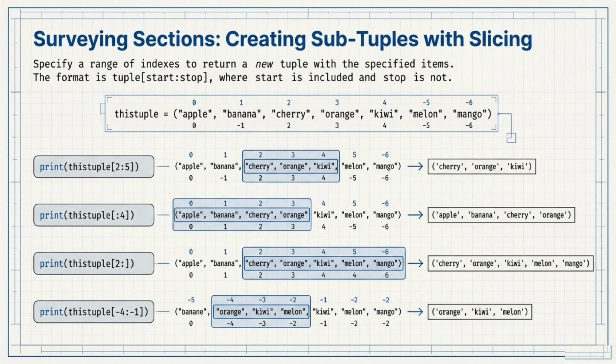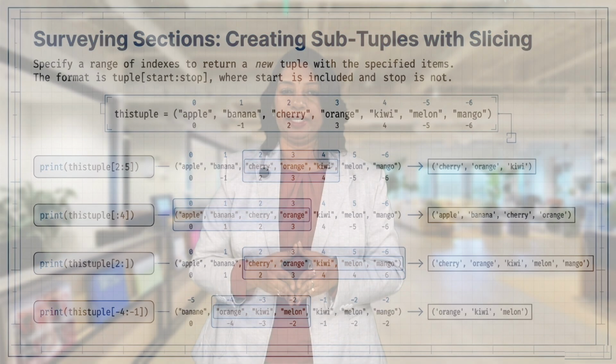Slicing also supports negative indexing, allowing selection relative to the end of the tuple. For instance, this_tuple[-4:-1] returns orange, kiwi, melon. This slicing mechanism provides a flexible and efficient way to extract portions of a tuple without modifying the original data.